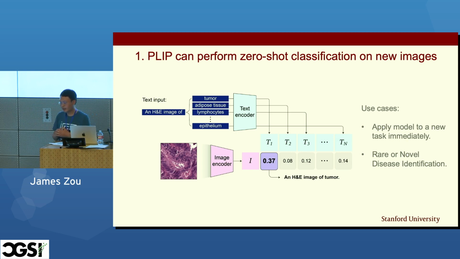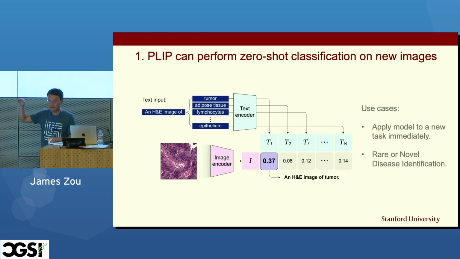So it gives us the embedding I, right? And then behind the scenes, we can generate all sorts of different text corresponding to different diagnoses that might be relevant for this image. I can say, okay, this is an H&E image of a tumor, of adipose tissue, of lymphocytes. Each of those corresponds to a potential candidate diagnosis or a description of the image that we also generate behind the scenes.